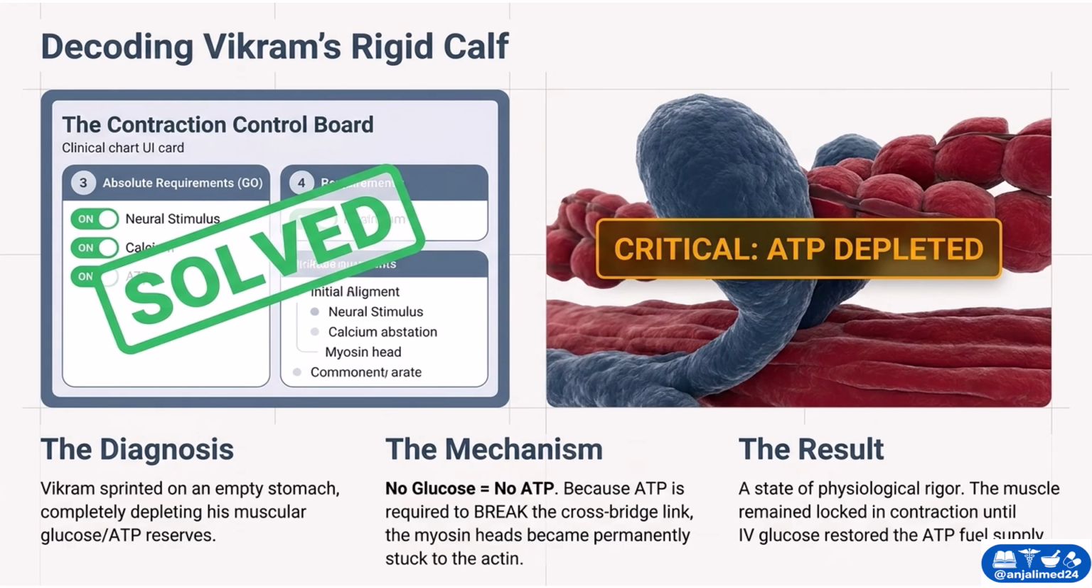As ATP levels fell dramatically in Vikram's muscle, the cross-bridge cycle became trapped. The myosin heads remained tightly bound to the actin filaments. The muscle fibers became locked in a sustained contracted state. This is physiologically similar to rigor mortis, where ATP depletion after death causes permanent muscle stiffness. Now observe the right side of the slide. The highlighted warning, critical ATP depleted, represents the moment the muscle lost its ability to relax. The result was a rigid, painful, tense calf muscle.